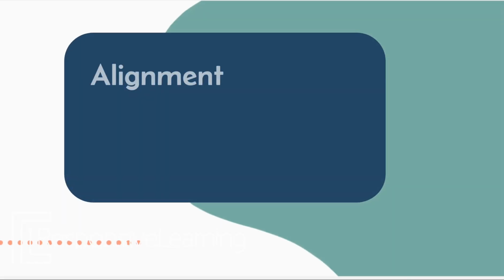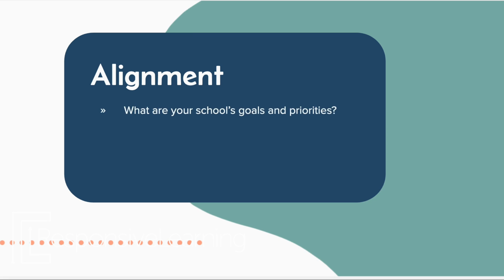So let's look at a few questions that you should ask yourself when you're thinking about what kind of data you should be collecting. And the first questions are all centered around alignment. So what are your school's goals and priorities? It's so incredibly important that everything's connected. That will have a huge impact on the buy-in of your staff.